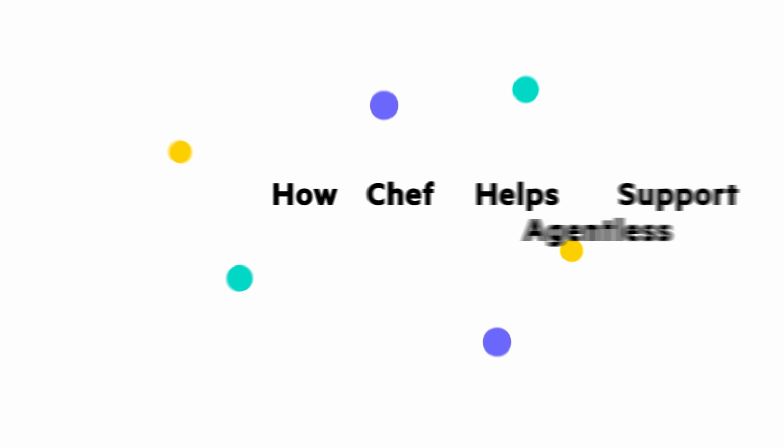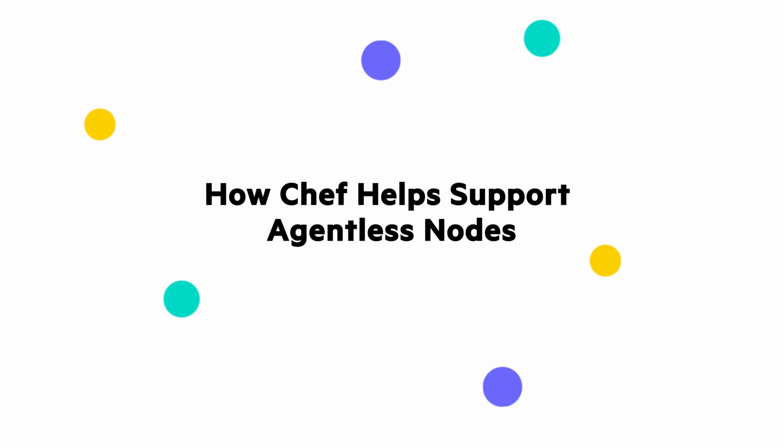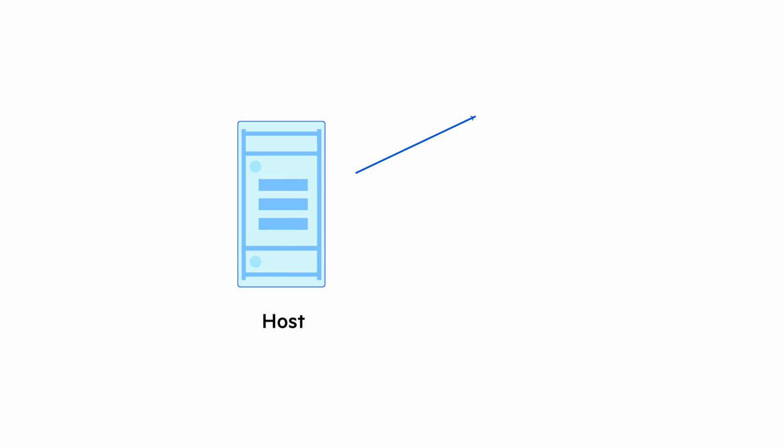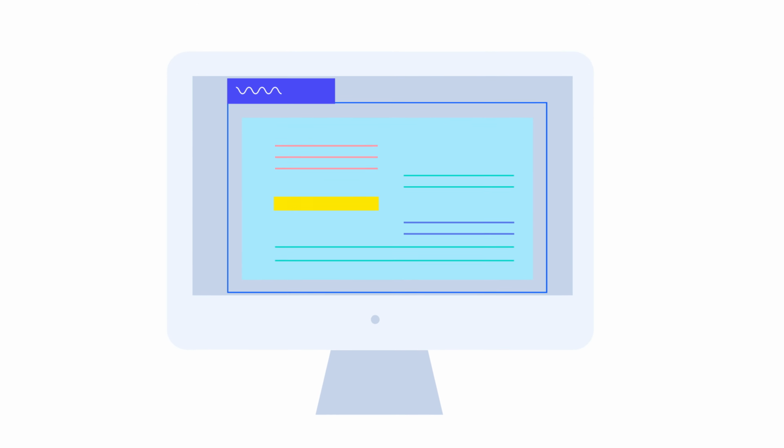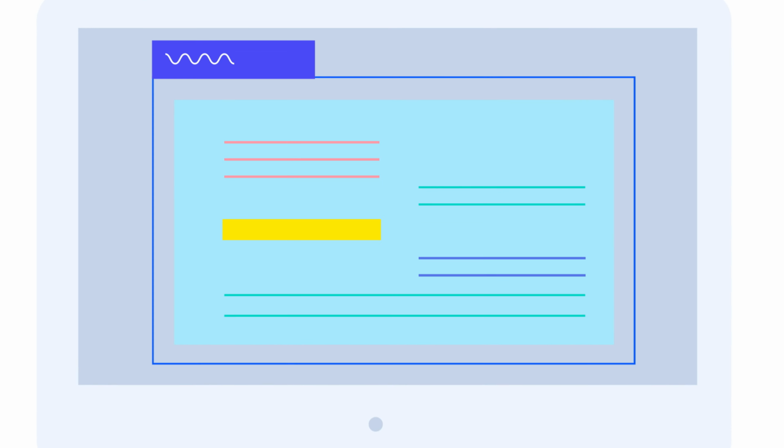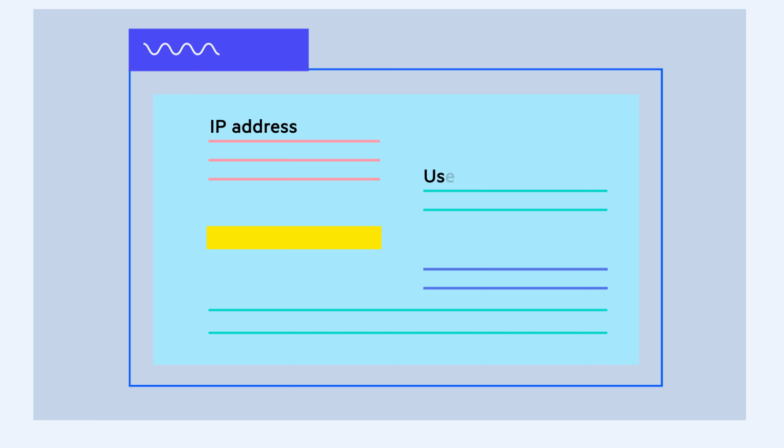So how do you automate without an agent? You first establish a connection from a host system to the target node through the Train protocol, using authentication parameters defined in the credential file. The credential file contains key information about all target nodes, like their IP address, username, password, SSH key, and node name.